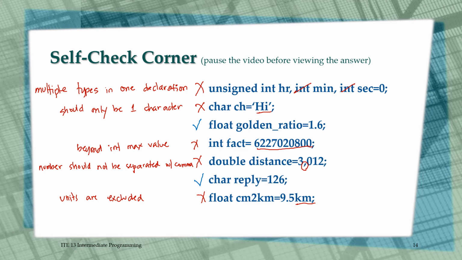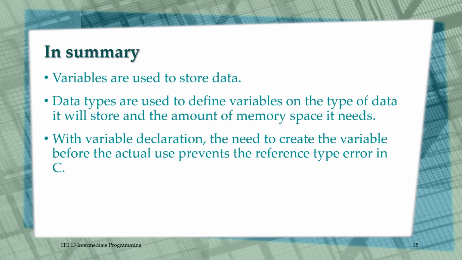But before we end, let's wrap it up. In summary, variables are used to store data. Data types, on the other hand, are used to define variables on the type of data they will store and the amount of memory space they need. With variable declaration, we need to create a variable before the actual use.